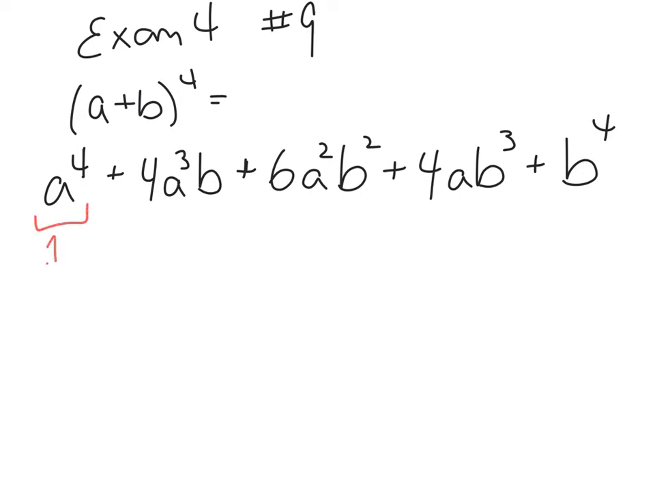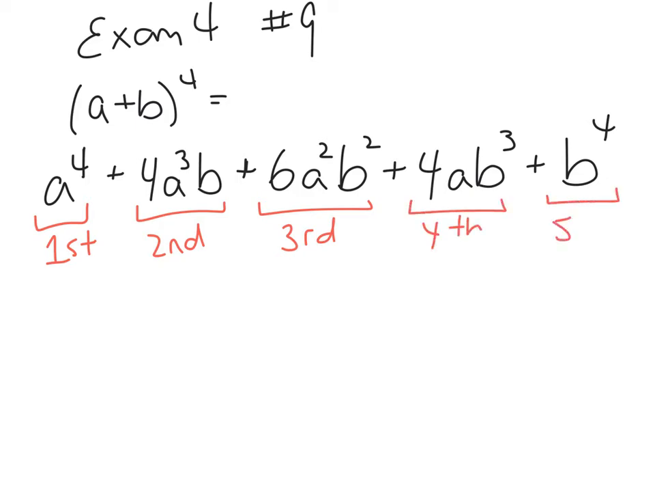If we look at the expansion for the fourth power, this is what we call the first term, this is the second term, this is the third term, this is the fourth term, and this guy is the fifth term. Now the question, number 9 on exam 4, is asking for the sixth term of the expansion of 4x plus 2y to the 8th power. How do we figure that out without expanding everything to the 8th power? I'm going to show you an example right now, and then I want you to apply it to answer that test question.